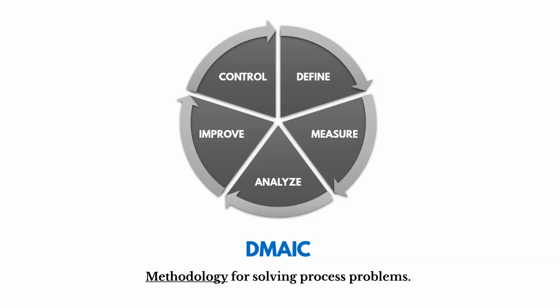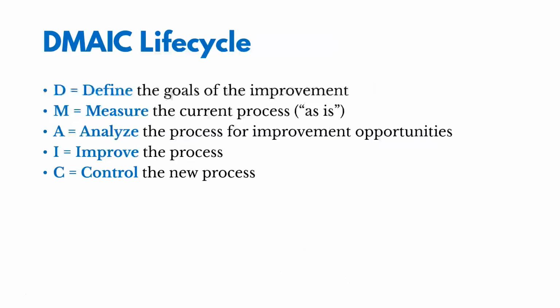Okay, so let's first talk about the DMAIC lifecycle. So the DMAIC lifecycle is a methodology for solving process problems. It's a repeatable way to improve our processes, and it's broken out into 5 phases. It starts with define, then goes to measure, analyze, improve, and control. Okay, so let me break down each of those phases.